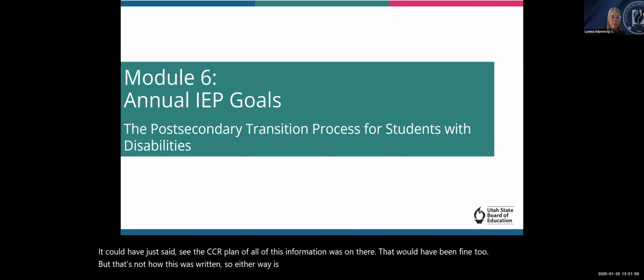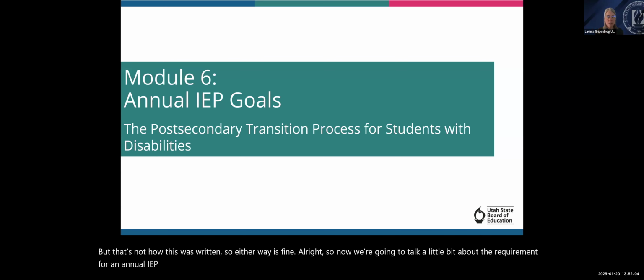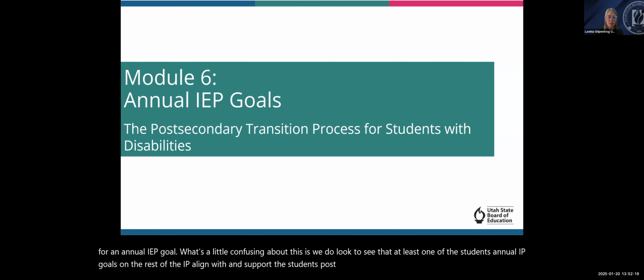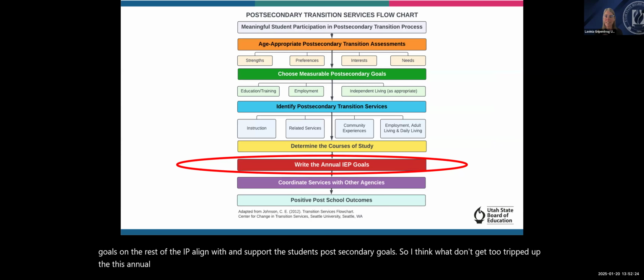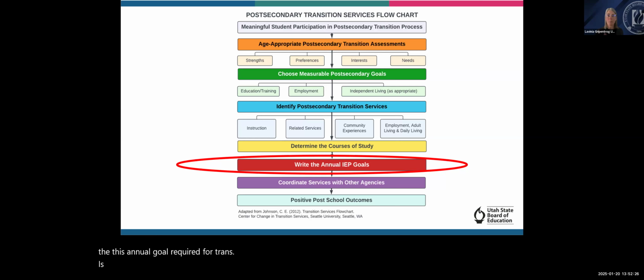All right, so now we're going to talk a little bit about the requirement for an annual IEP goal. What's a little confusing about this is we do look to see that at least one of the students' annual IEP goals on the rest of the IEP aligns with and supports the students' post-secondary goals. So don't get too tripped up. This annual goal required for transition is not in the transition plan. It's back in the IEP wherever those annual goals live.